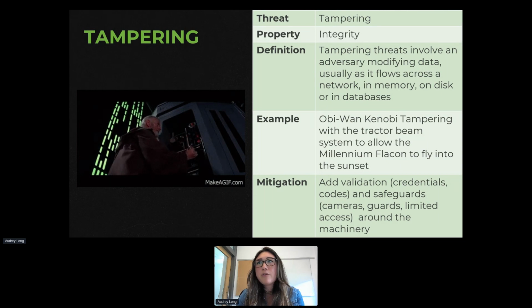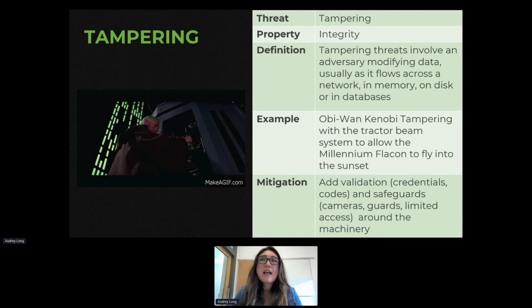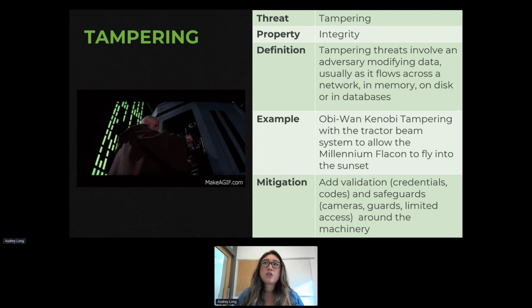In this example, Obi-Wan Kenobi tampering with the tractor beam system to allow the Millennium Falcon to fly into the sunset is a great example of tampering. And as we previously called out, some mitigations could include adding validation, such as credentials and codes, and safeguards, such as cameras, guards, and limiting that access around the machinery to tamper with anything such as a tractor beam.